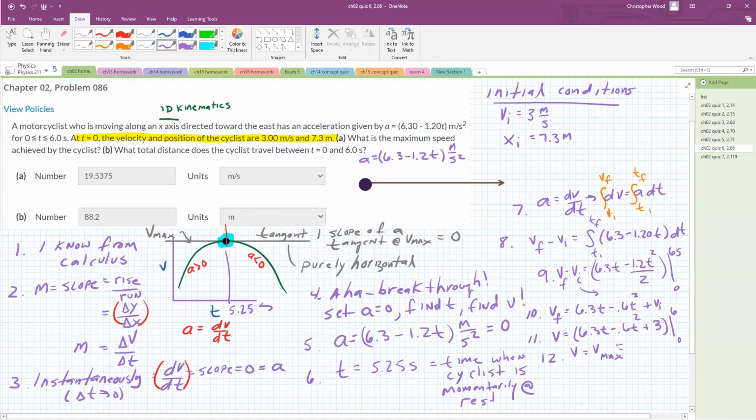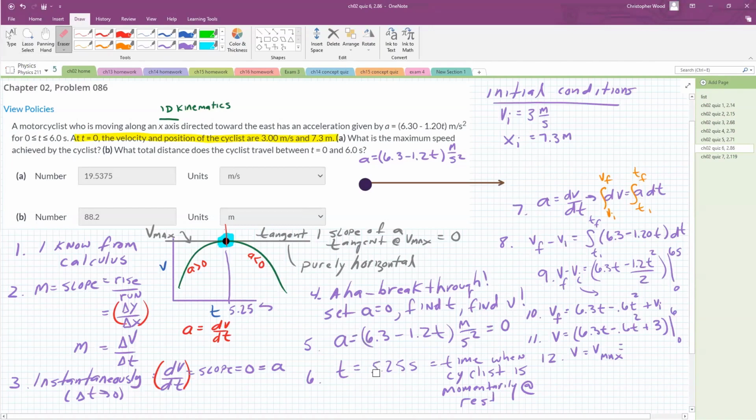Now we're going to figure it out. Okay, 5.25. Just maximum speed. Oh, hang on. What is the maximum speed? So let me, I got to back up. I had my eye on part 2. So pardon the interruption.